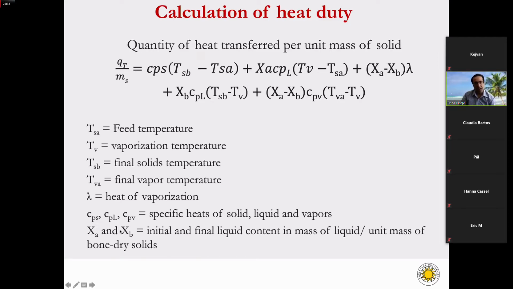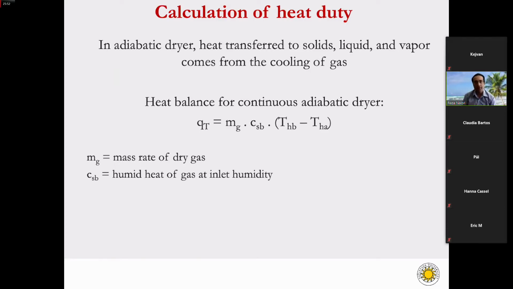And then XA and XB are the initial and final liquid contents. XA is the initial liquid content, and XB is the final liquid content, and we can denote them in terms of mass of liquid per unit mass of bone dry solids. So this is in terms of the dry basis. In adiabatic dryers, normally heat is transferred to the solid, liquid, and vapors from cooling the gas. So the heat balance for a continuous adiabatic dryer is similar: Q is equal to mCp delta T. Here Qt is the heat required in the adiabatic dryer.